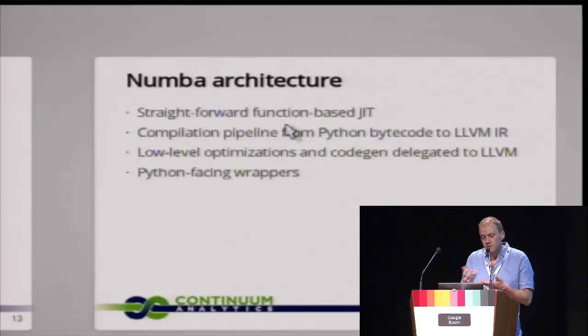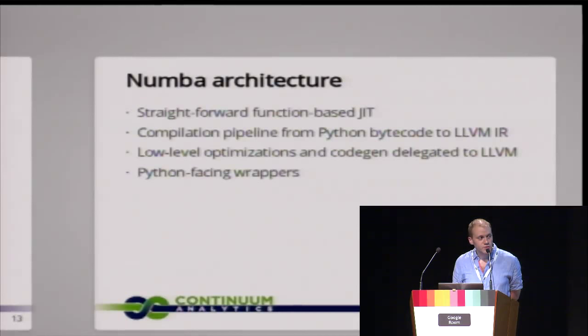After the LLVM IR is shipped to LLVM, everything is delegated to LLVM itself, including low-level optimizations and also executing the function. And on top of that, we also generate some Python-facing wrappers, because each function gets a low-level implementation which takes some native types, and you have to marshal those from and to Python objects.